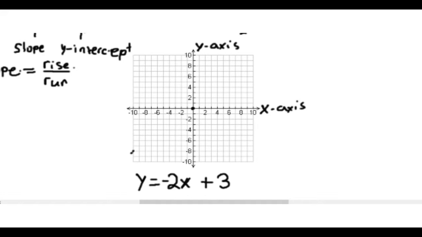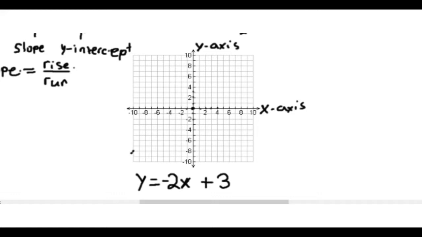So the x values will be going from left to right. This is x equals 1, x equals 2, x equals 3, x equals 4. Whereas the y values are going up and down. This is y equals 1, y equals 2, y equals 3. And as you can see, these are negative values going down, negative values going to the left.